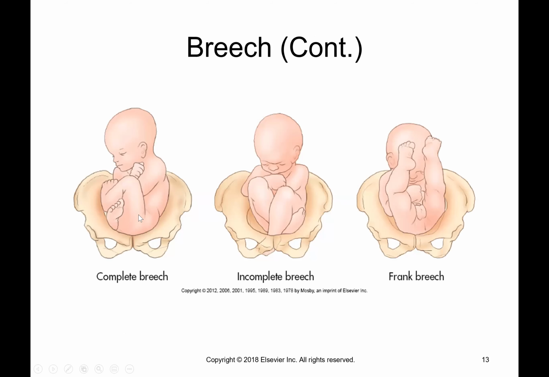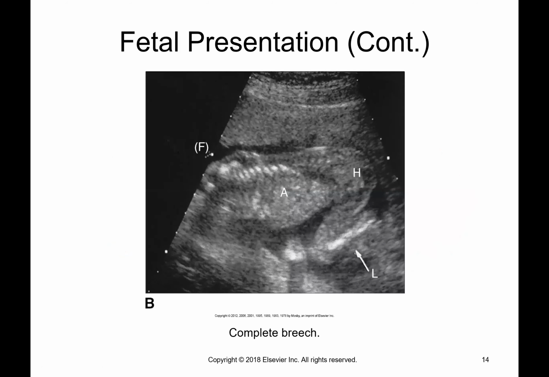So they can be complete breech where their booty is straight down and their feet are up cross-legged. They can be incomplete breech or footling breech where the foot is down kicking the bladder, or they can be Frank breech where their little feet are up towards the head. This is a complete breech. This is the little booty up in the air here, down towards mom's cervix. And then the legs are underneath here. So this would be a complete breech.